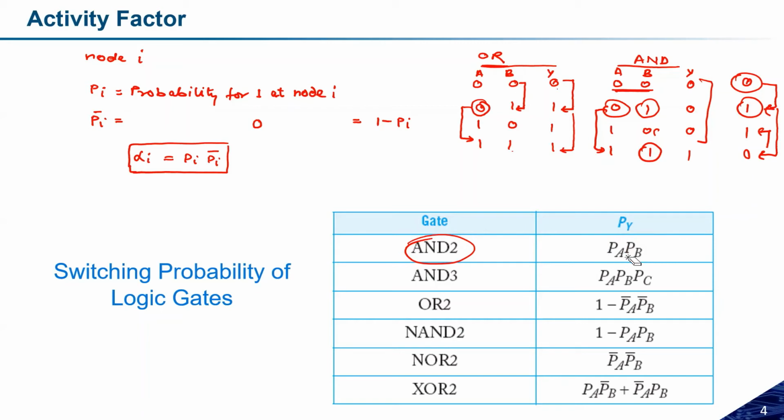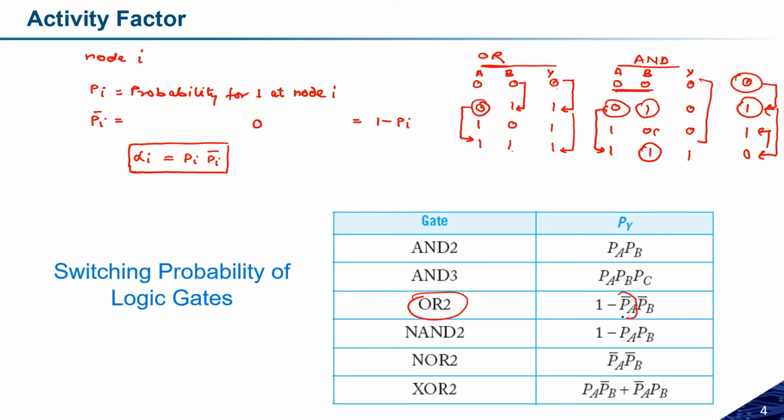So if you multiply, then that will give you the output switching probability. Similarly, if you have a 3-input AND gate, then you have to do something like this: PA, PB, and PC, where A, B, C are the inputs of the AND gate. Similarly, if we have a 2-input OR gate, the switching probability at the output can be calculated with the help of this: 1 minus PA complement times PB complement.